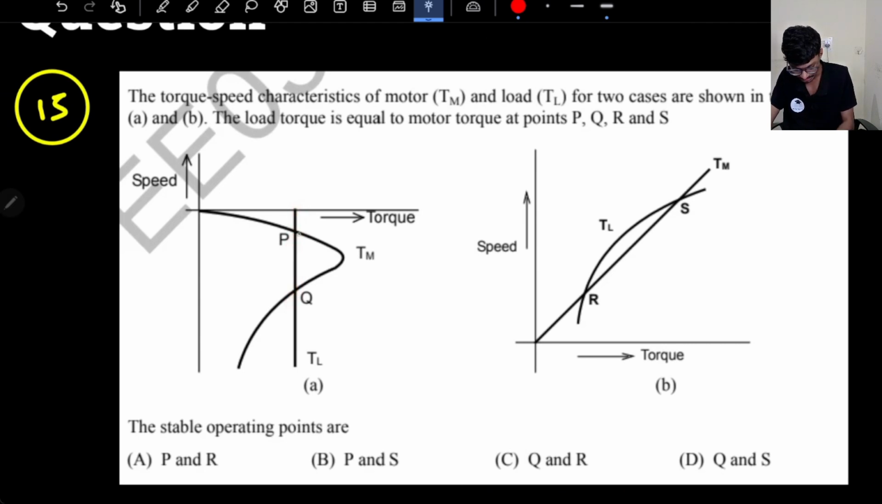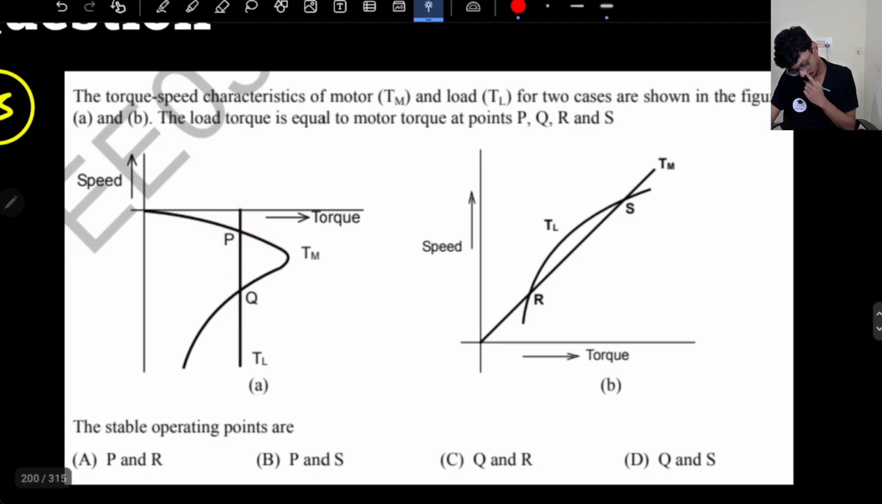Here, if I increase the torque at this point slightly, the speed has also increased. But what is the net torque? The net torque has also increased, it is positive, so it will keep on increasing further. So P is definitely not a stable point. That is what they are asking.